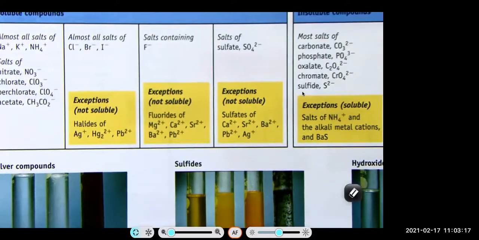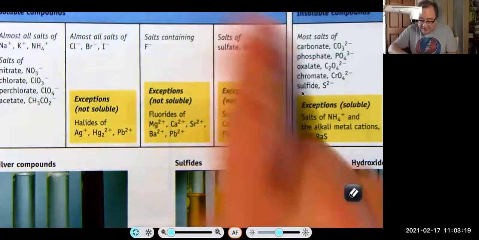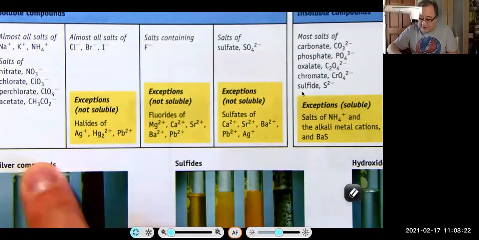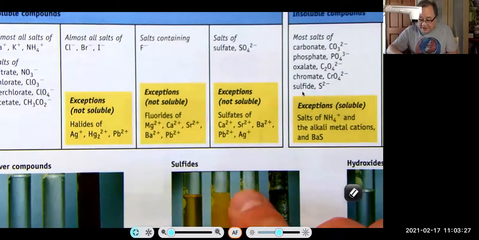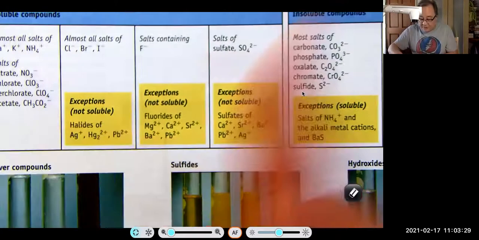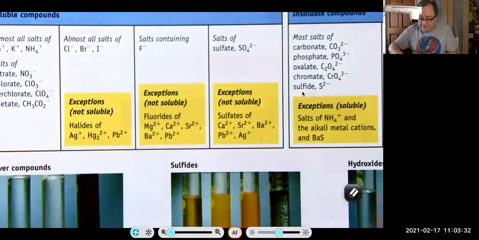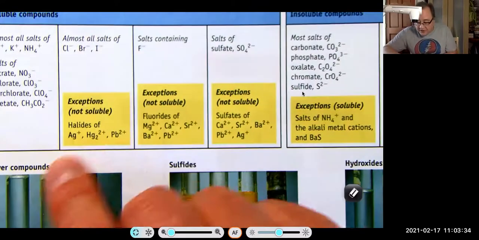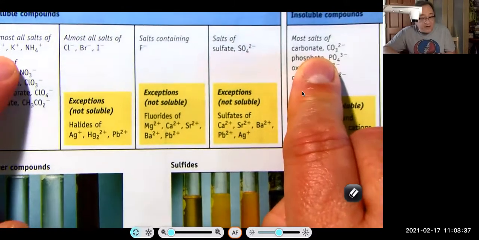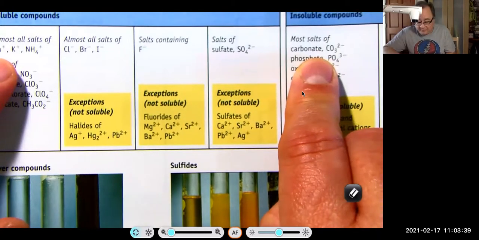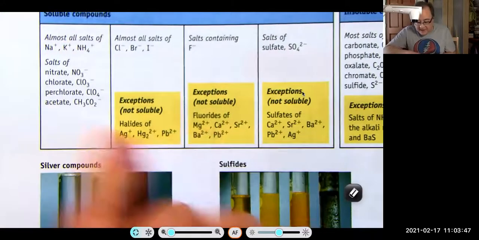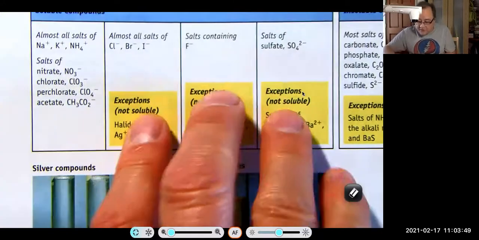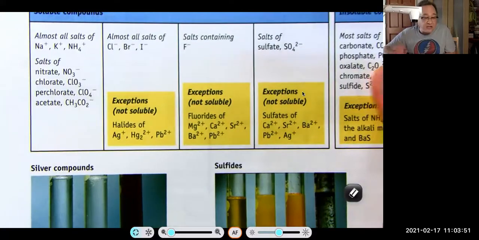So here, is there anything here about carbonates? No, it's not soluble. Is there anything here about phosphates? No, it's not soluble. Is there anything here about chromates? No, it's not soluble. How about sulfides? No, it's not soluble. Now, there are exceptions, of course. If you combine sodium with the carbonate, it will dissolve. So this is the rule you want to know most of all. These are the things that usually do dissolve. And then you have to understand the exceptions to know if any of the not solubles will dissolve.